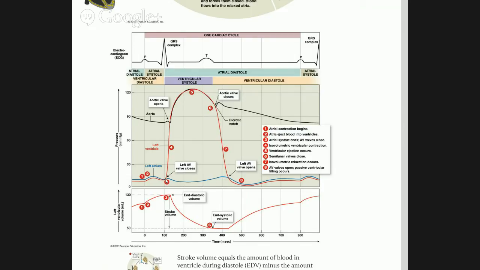The AV valve, the mitral valve, still hasn't opened yet. So no change in volume here, just a change in pressure until they cross over and the mitral valve opens again and blood starts coming in from the atrium down into the ventricle until the next heartbeat where atrial systole causes the last little bit of that blood to be pushed out. Okay? So that kind of highlights how they work together.